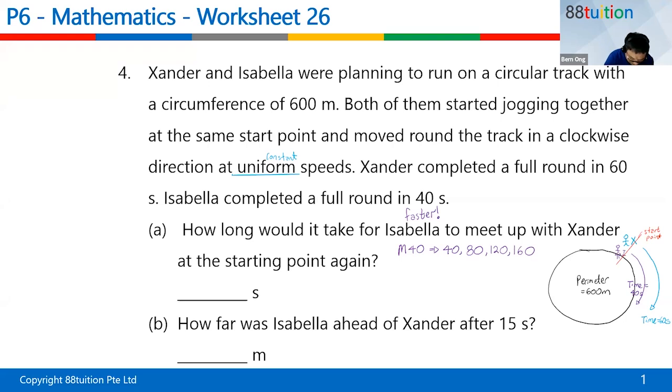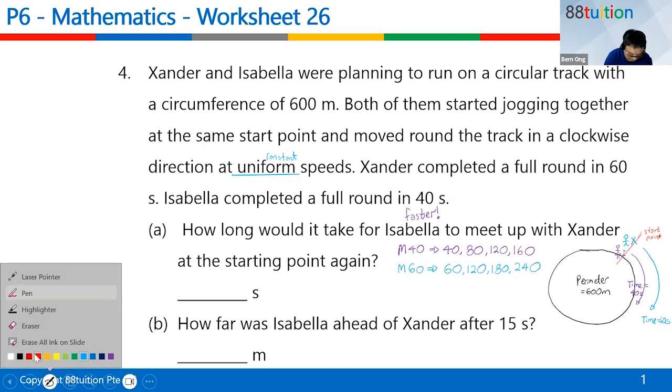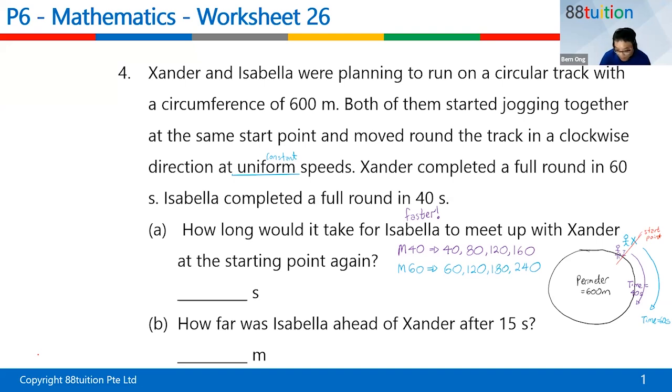How about Xander? Xander is a multiplication of 60. First round, he took 60 seconds. Second round, he also took 60 seconds, but in the 2 rounds he will take a total of 120 seconds, and so on. So basically, you're listing out the multiples of 60 for Xander and multiples of 40 for Isabella. So when will they meet again?